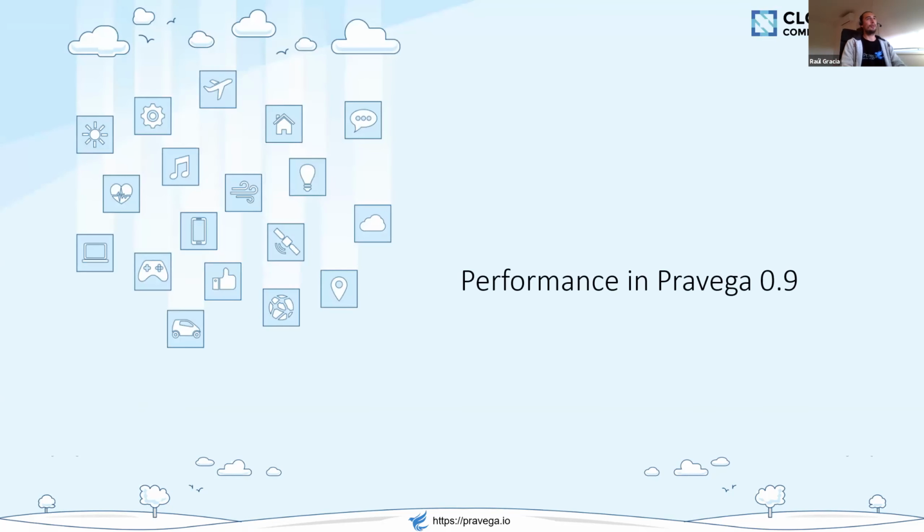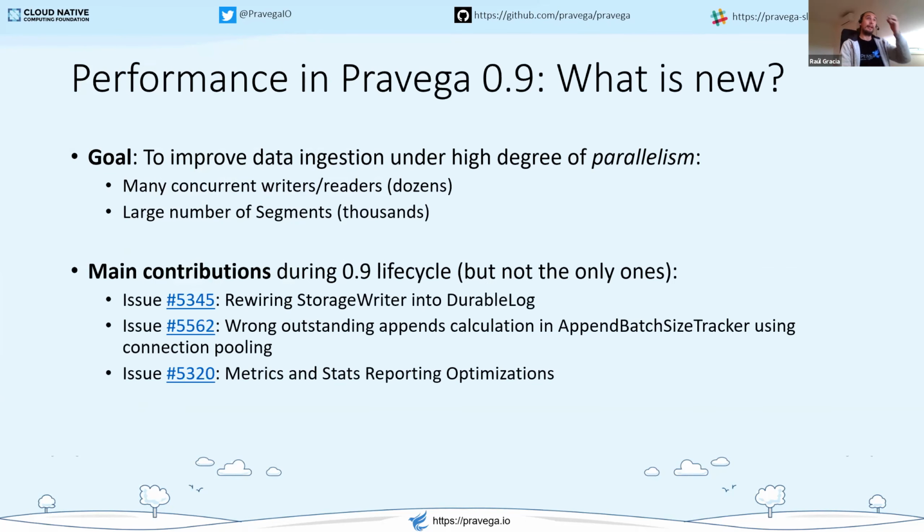So what has been new in Pravega 0.9 in terms of performance? Our goal has been to improve the data ingestion performance for those scenarios in which there is a high degree of parallelism, meaning that there are many writers, dozens, writing to thousands of segments. This could be a plausible scenario in edge or IoT workloads. So we targeted that one.